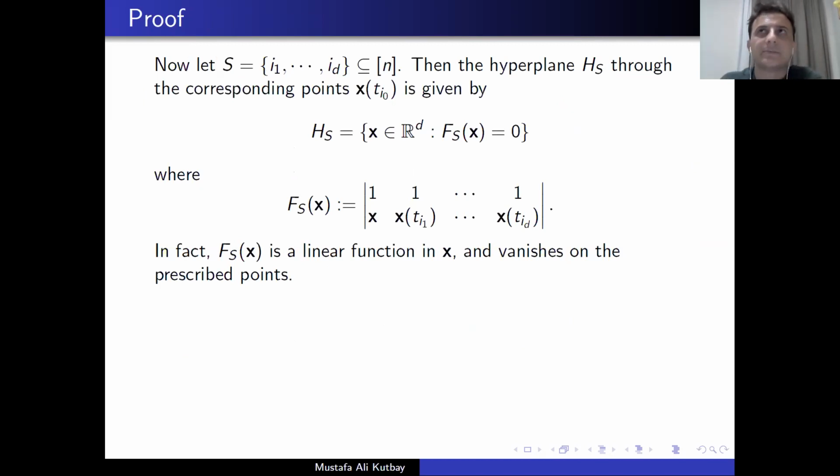To prove this if and only if statement, we let a determinant, a linear function, and also a set called a hyperplane H sub S. This F sub S of X is a linear function. We determine the T values corresponding to this set S, plot them on the moment curve, and write them in the columns of our determinant. And in the first column, we put a variable that can be changed arbitrarily. Apparently, we get something linear. And when we equate this to zero, it will give us a hyperplane, which divides the space into two regions. So upon that, we define H sub S as the X values that satisfy F sub S of X equals zero.